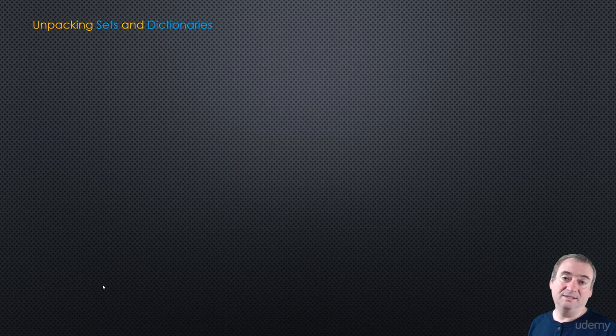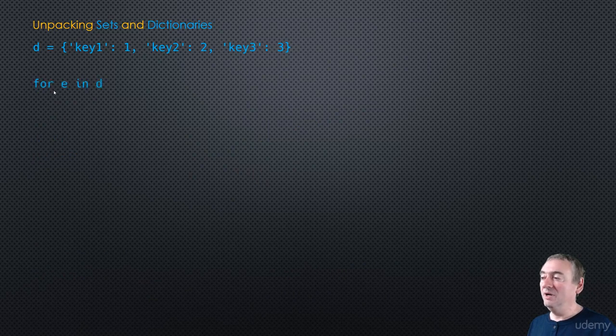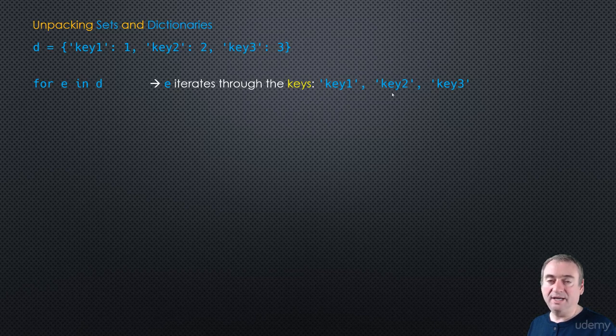Back to unpacking sets and dictionaries. So let's say we have a dictionary. It contains these 3 key value pairs. Now, if we loop in D, if we say for e in D, then what we'll actually be getting is our loop iterations are going to return the keys. So the first iteration will return key 1, second will return key 2, and the last will return key 3.